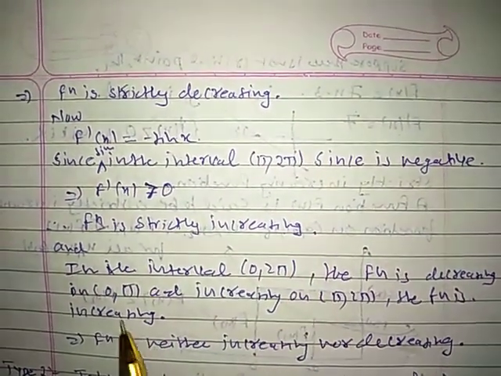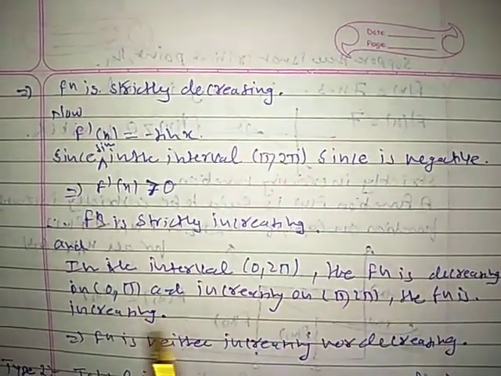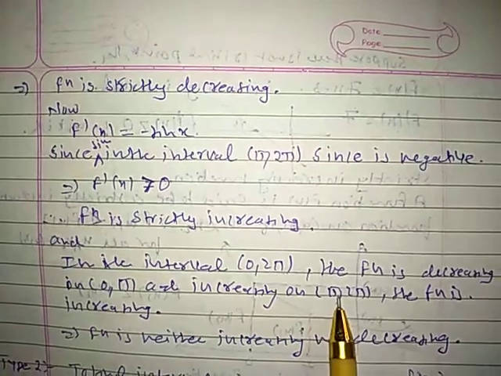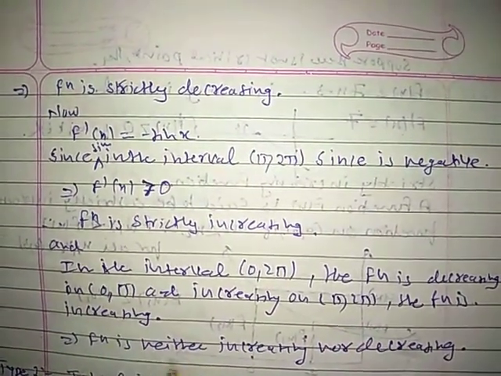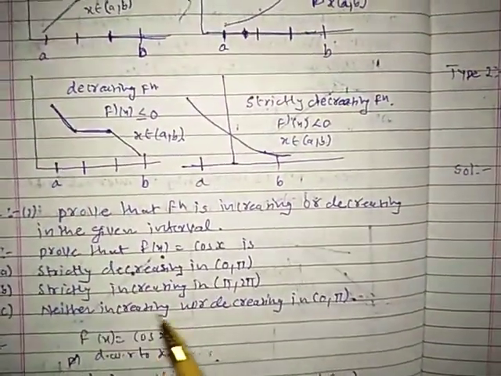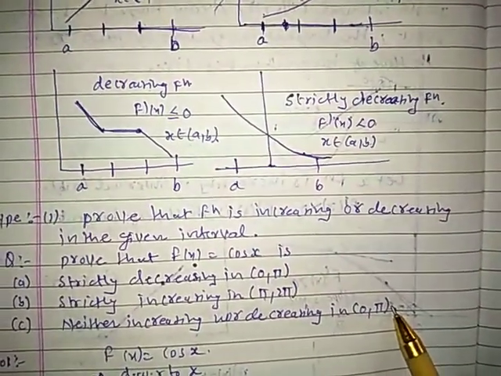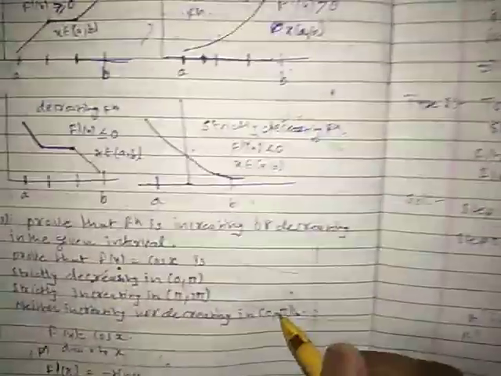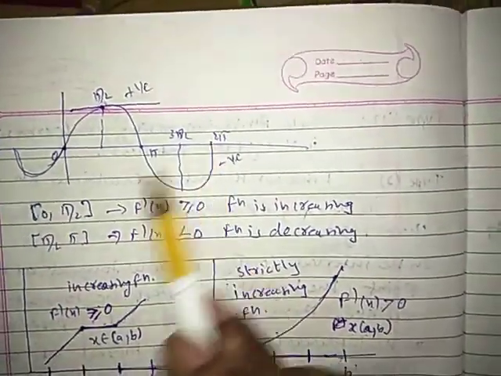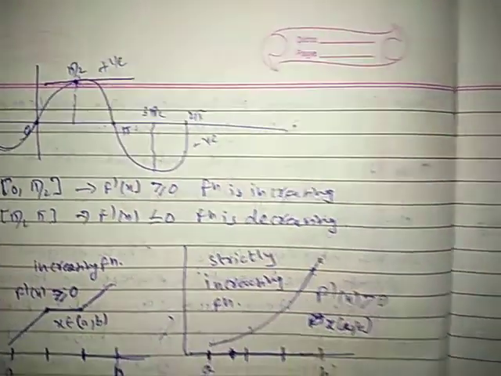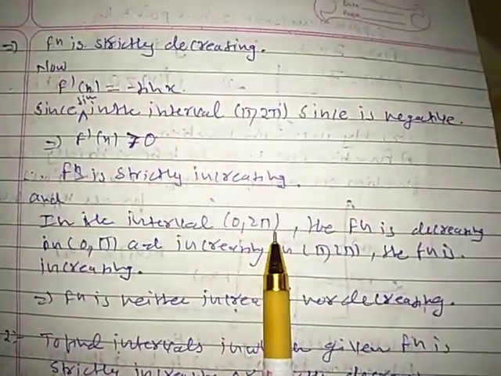Understood the first type of sum? Now, in the interval 0 to pi, the function is decreasing, and it is increasing on pi to 2 pi. So the function is neither increasing nor decreasing. You see, the third question was asked here: neither increasing nor decreasing in 0 to 2 pi. Here it is increasing, here it is decreasing. So we can say that it is neither increasing nor decreasing in the interval 0 to 2 pi.